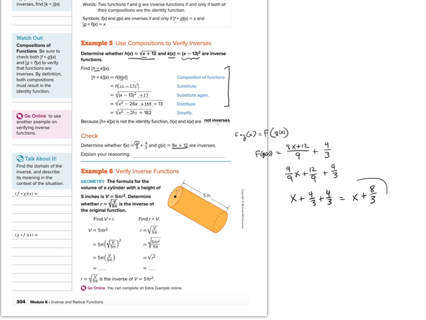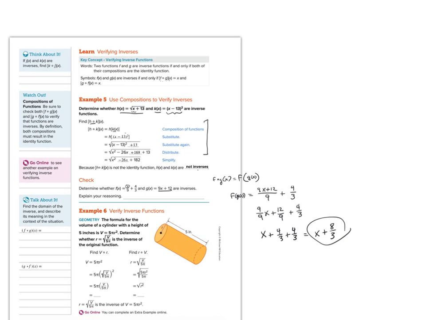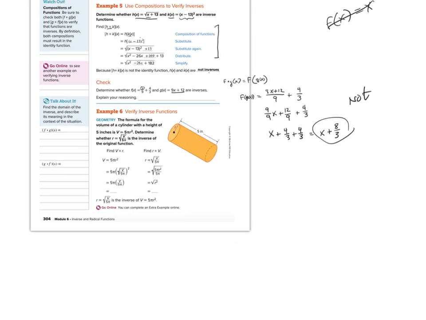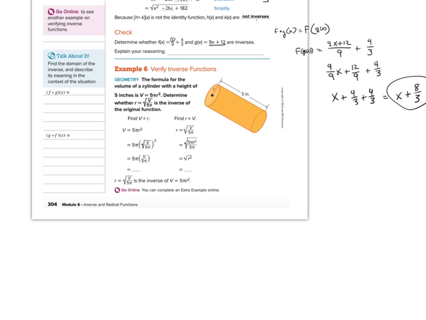Okay, so when we did the function in a function, we did not get the identity. Two functions are inverses if and only if both of their compositions are the identity function. We needed it to be this, and it was not that, so these are not inverse functions. Let me get you an example of inverse functions. If we look at the previous page, that's how we're able to tell that they are inverse functions.